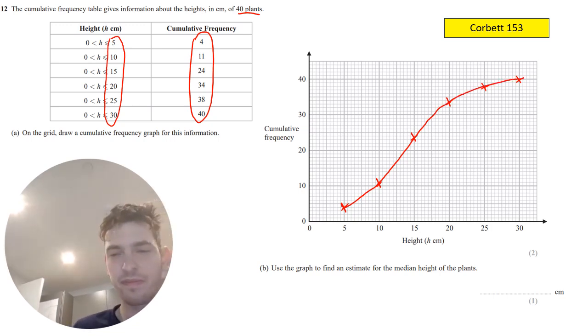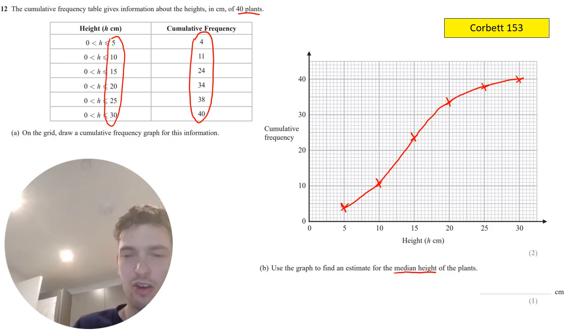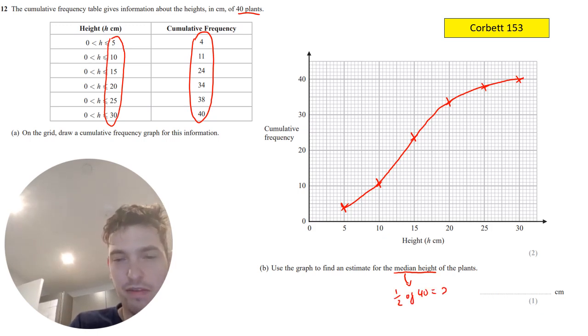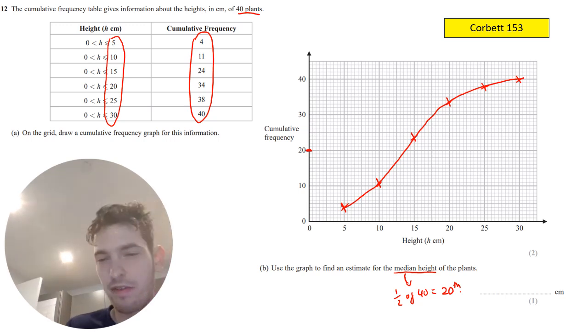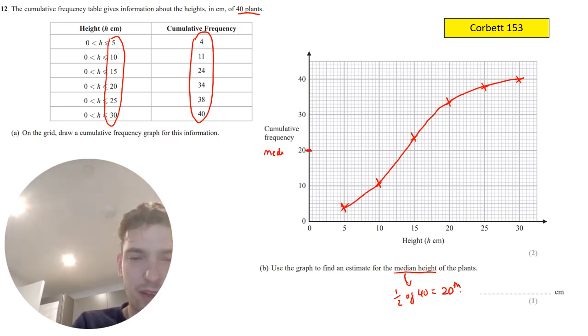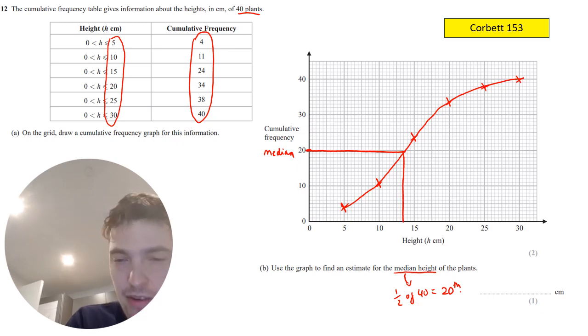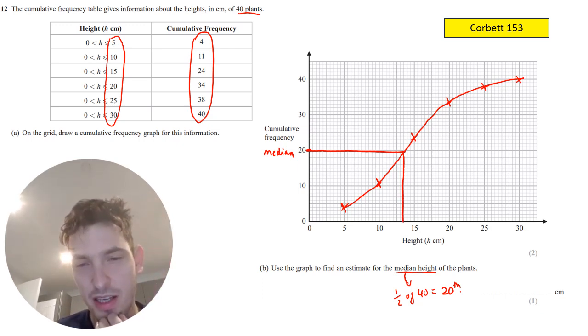There we go. Part B, use the graph to find an estimate for the median height. Which value am I looking at? Well, I've got 40 pieces of data, so half of 40, I'm looking for my 20th piece of data. But I definitely need to remember that I'm reading that off from the cumulative frequency. So my median is going to come from here. With your ruler, draw a line across and down.